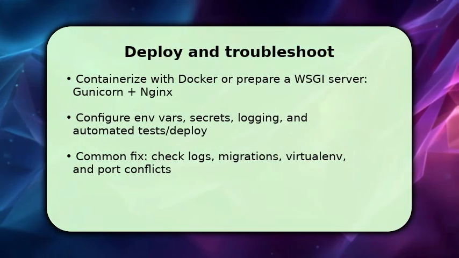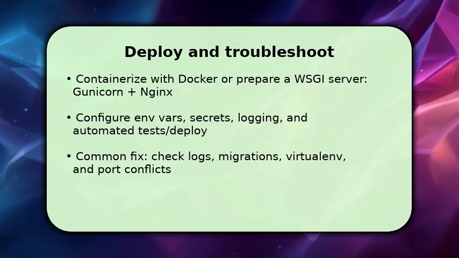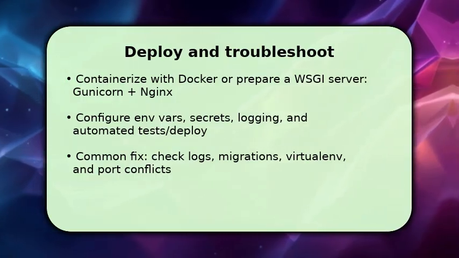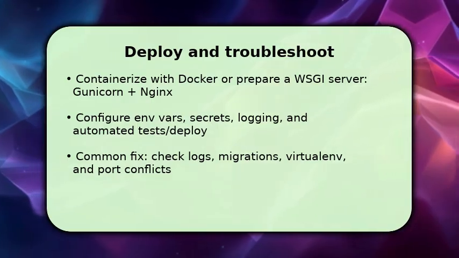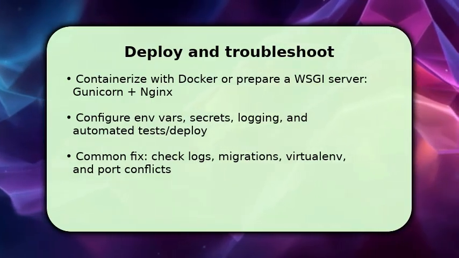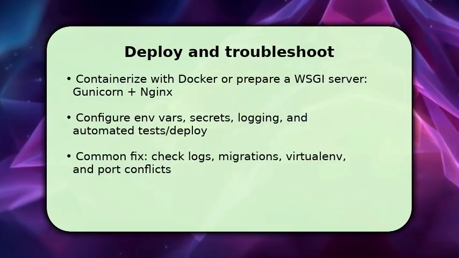You complete the process by packaging and deploying the app to a server or cloud service. Build a Docker image or configure Gunicorn behind Nginx. Set environment variables and secrets securely, and enable logging and health checks. Once deployed, run smoke tests and enable CI to catch regressions.